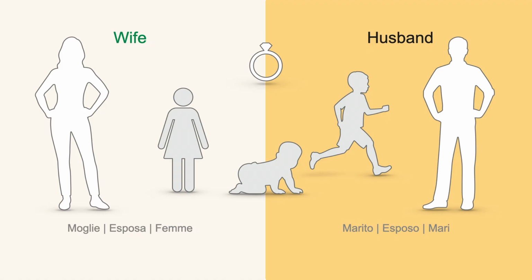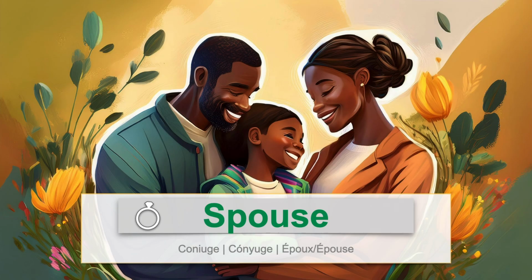A married woman is called a wife. Wife. A married man is called a husband. Husband. A married man and a married woman are called spouse. Spouse.